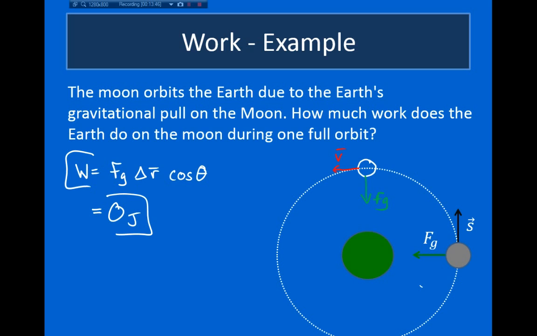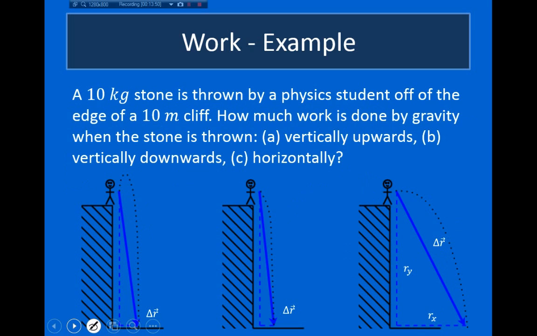And this is because the gravitational force is always perpendicular to the motion of the moon. So let's go ahead and look at one last example. This example says a 10 kilogram stone is thrown by a physics student off the edge of a 10-meter cliff. How much work is done by gravity when the stone is thrown vertically upwards, vertically downwards, or horizontally?